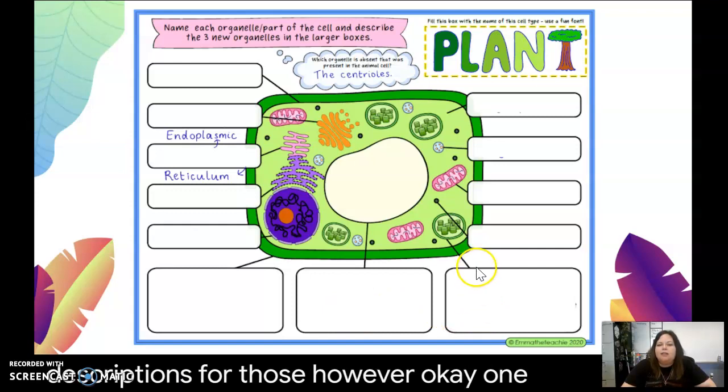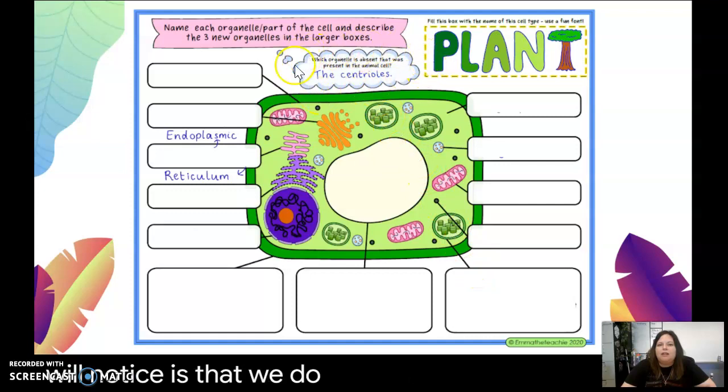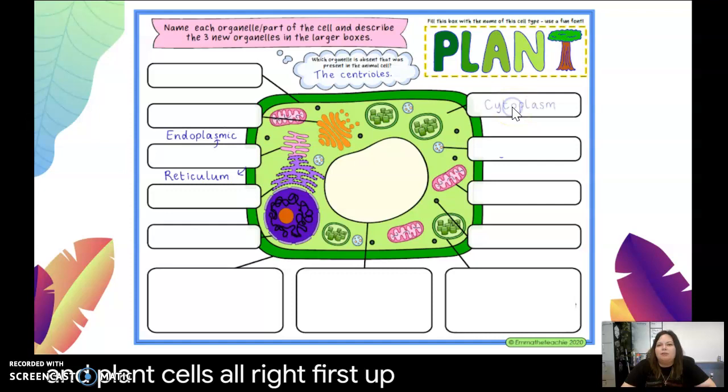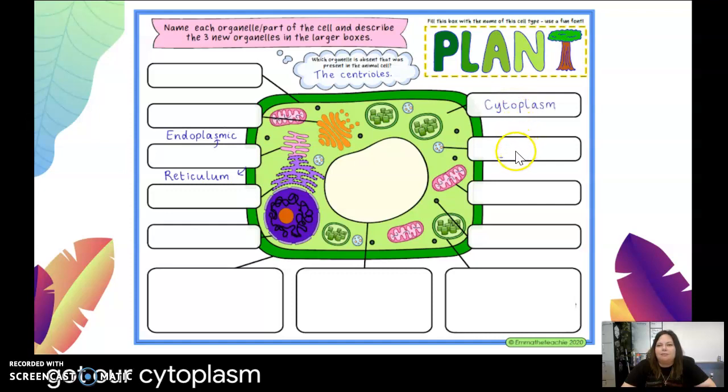Okay, one thing you'll notice is that we do not see a centriole in here. So that is something we will discuss later. No centrioles in plant cells. All right, first up, upper right corner, we got our cytoplasm. Okay, again, filler of the cell.